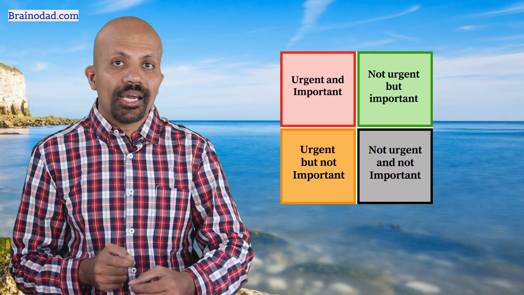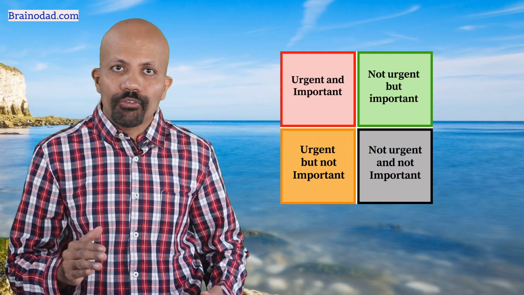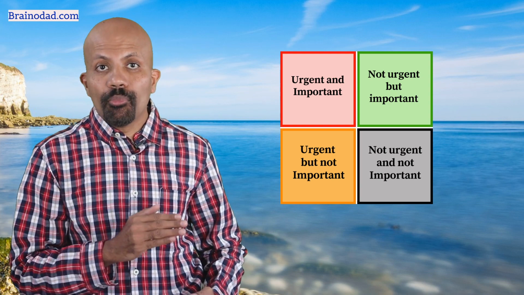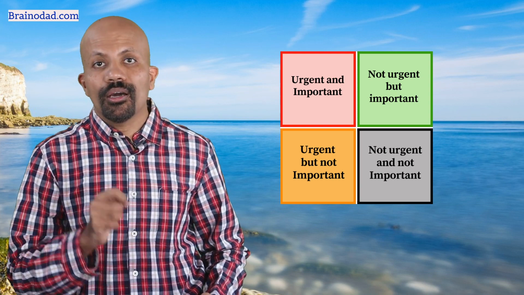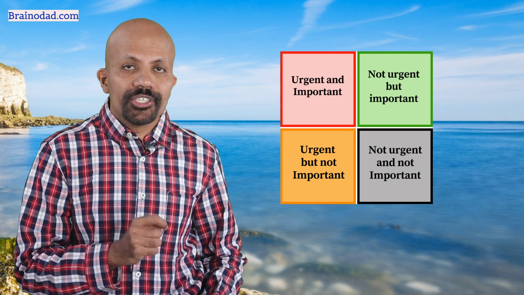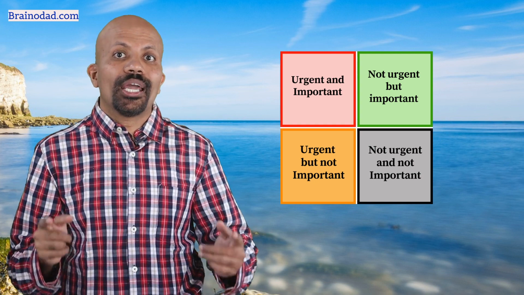Start off with the task in the red box, and once the task is finished, check it off. Then move on to the green box of important and not urgent activities. Make sure that you spend most of your time here.